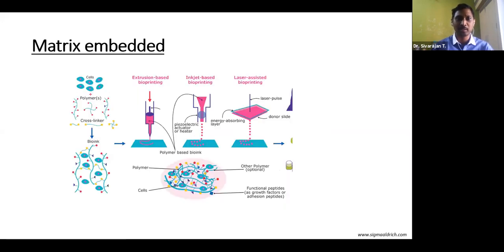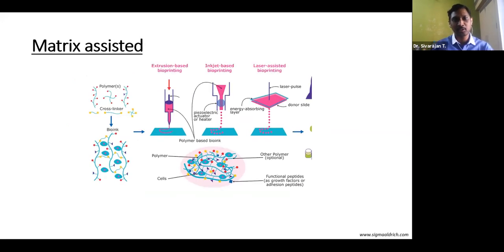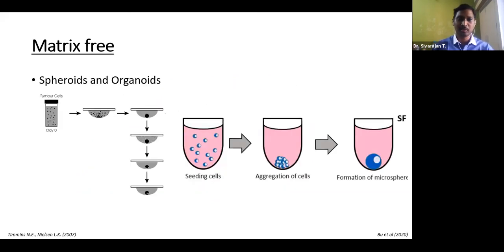Just to go into more depth, matrix embedded is you take the matrix, dissolve or suspend the cells in the matrix and then print. Printing could be extrusion based, inkjet based, or laser assisted bioprinting, and then you have the different shapes and structures. Matrix assisted is you make the shape and then you ask the cells to come and bind to it. And then matrix free is a very common practice that happens everywhere, where you do a hanging drop. So you have cells in a hanging drop of media, and then they come together and they form a sphere.